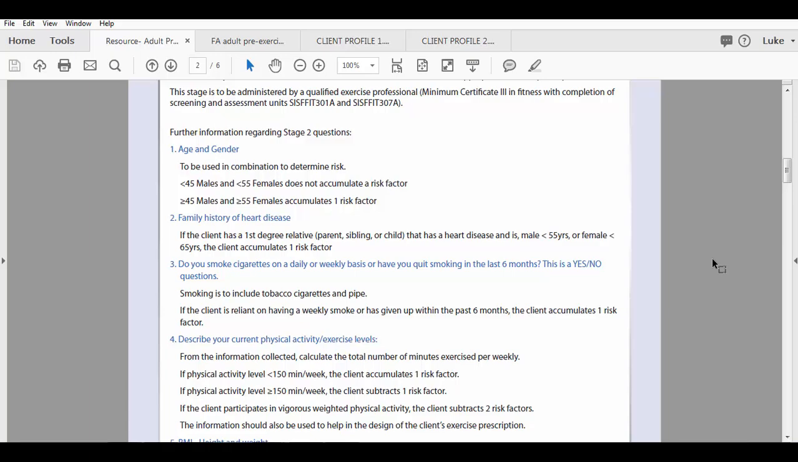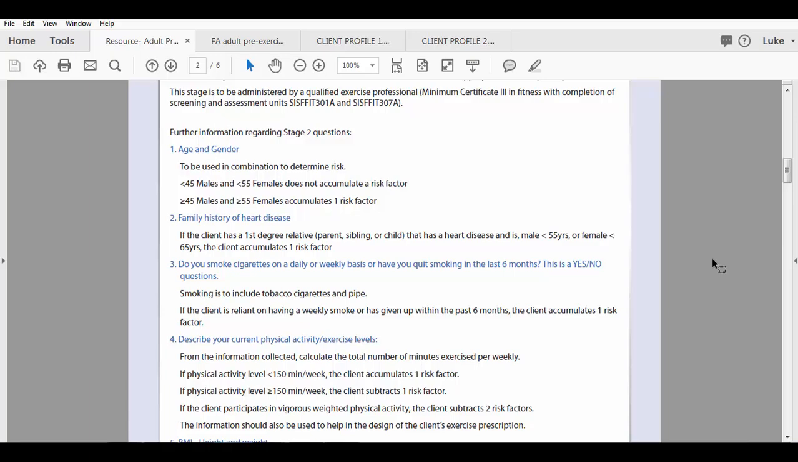If I have say a 62-year-old male father who has had a history of heart disease, then that's still a 0 because they have to be under 55 years of age to be a male, or a female has to be under 65 years with heart disease to get the risk factor. So if they're a female and they've got heart disease at the age of 75, then it's still a 0 because they're not under that 65 years of age bracket.